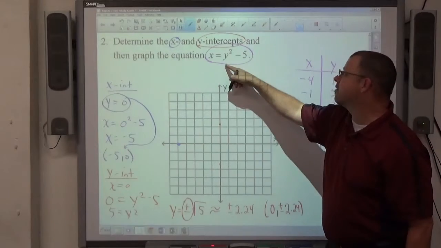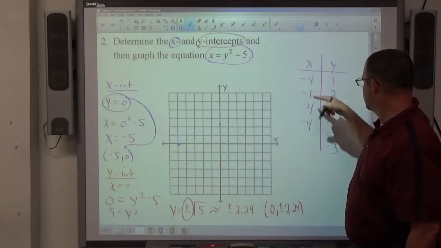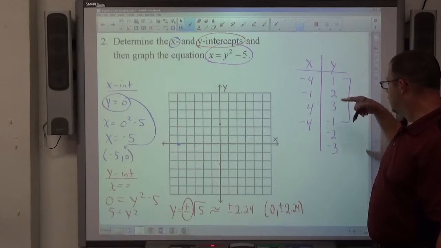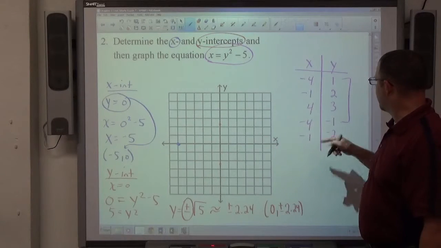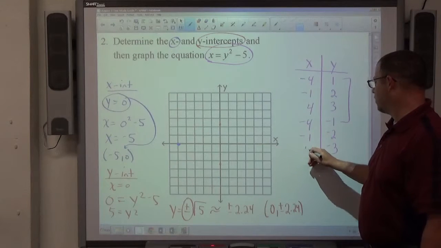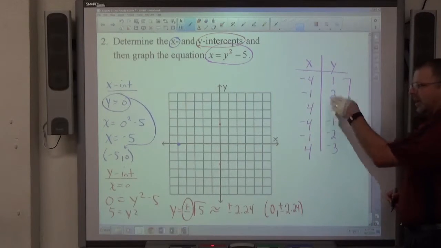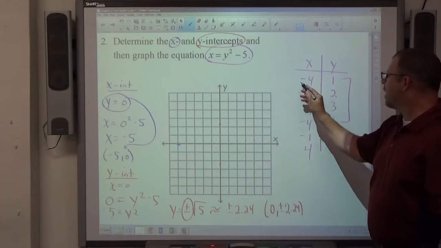Negative 1 squared is positive 1, minus 5 is negative 4. Seeing that these numbers match, because 1 squared and negative 1 squared are the same. 2 squared and negative 2 squared are the same, so I get the same answer there. 3 squared and negative 3 squared are the same, I get the same answer there. These 6 points here, again, I picked the y's and I solved for x's. I'm still going to plot them in x, y order.